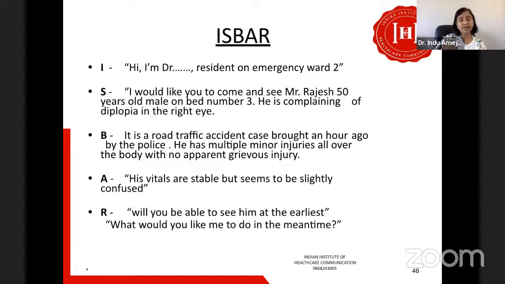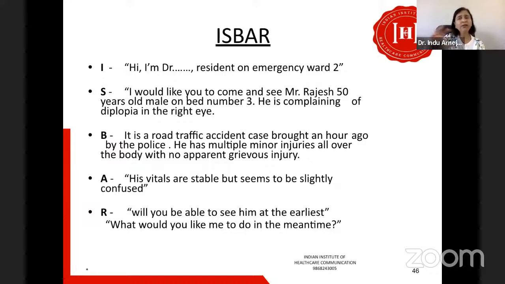Then as your assessment, you said his vitals are stable, but he seems to be slightly confused. So that's your assessment of the patient. And the recommendation, or request, you are making is: will you be able to see him at the earliest? Also, what would you like me to do in the meantime?